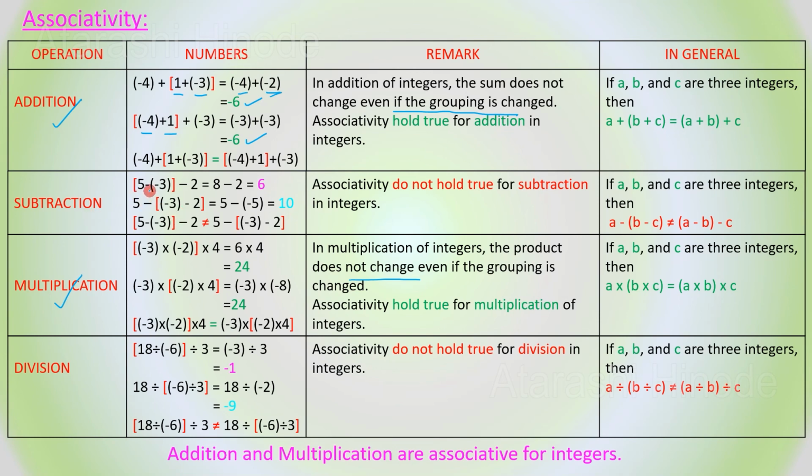But in the case of subtraction and division, when grouping is changed, we get different answers. That is, subtraction and division are not associative for integers.